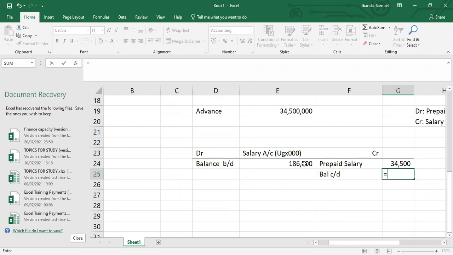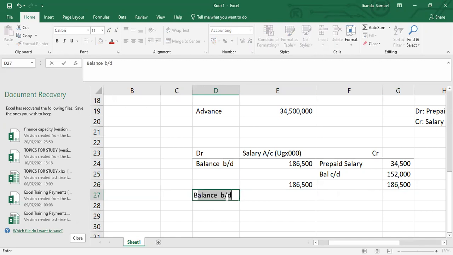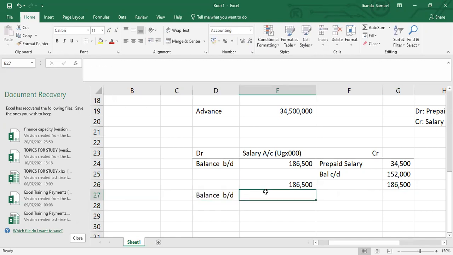Which will be basically the difference between, of course, the 186 and 34 that you can press on your calculator. At the end of the day, you will now have 186,500 here, and you also have the same thing here. And then later on, you'll have your new balance brought down of how much? 152,000, like that. That is what you have.